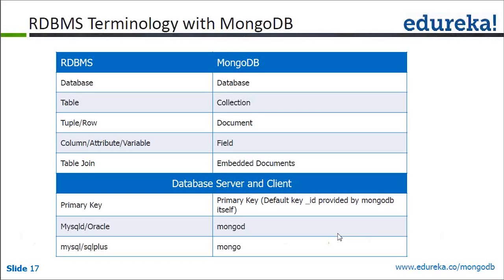Now the fifth point is very interesting. In case of RDBMS, we have table joins. And we also mentioned that MongoDB does not support join across multiple collections, correct? So to avoid that, there is a feature called embedded document. So what MongoDB does is you have a parent child document kind of structure.